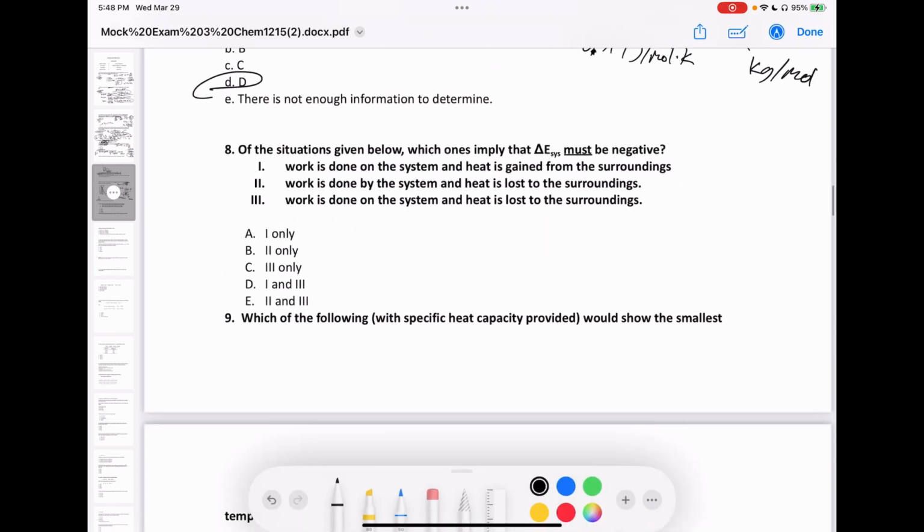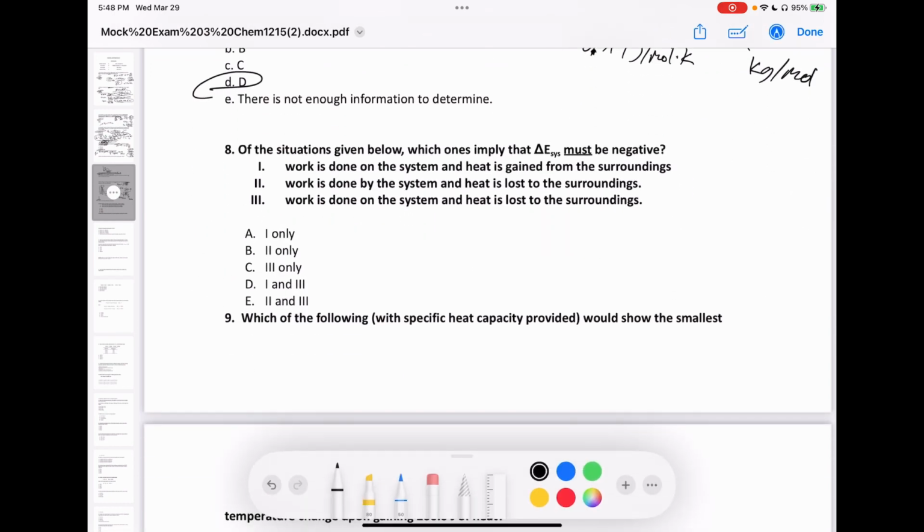Of the situations given below, which ones imply that delta E system must be negative? Delta E system is negative whenever the system does work on something. You can think of it like, if you push something, you're expending energy, and energy is leaving your body. And the other one is heat leaving the system, because heat is energy, and if heat leaves something, then it's going to be a negative energy change.